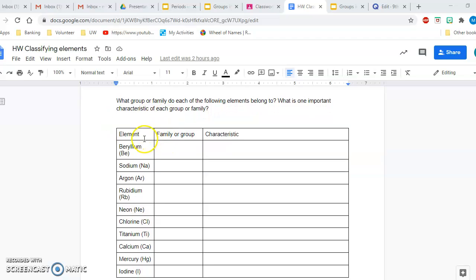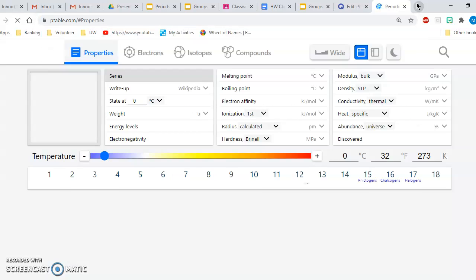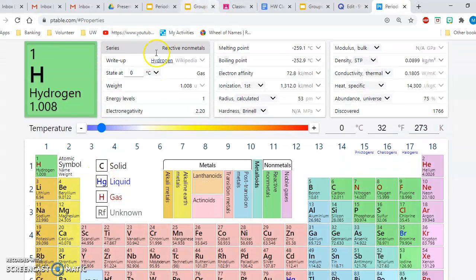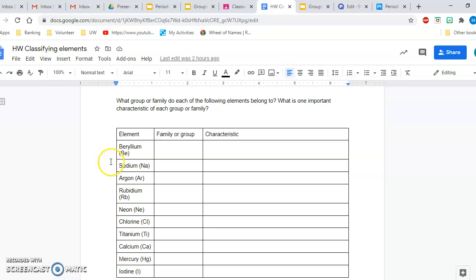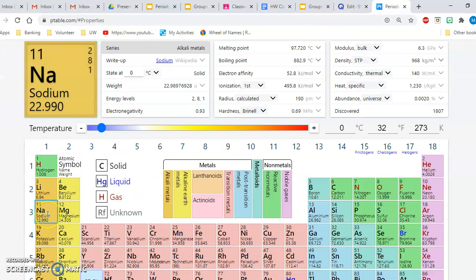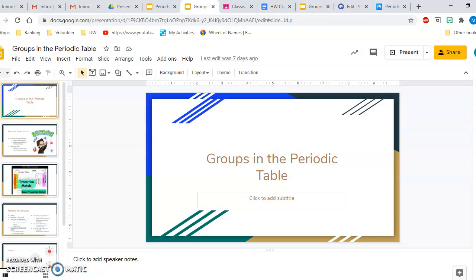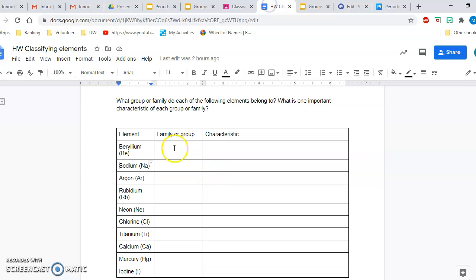The idea is that we would find each one of these elements on the periodic table. So let me pull up a periodic table. For example, we might find that sodium on our periodic table is Na, which is number 11 right here. And then my question for you is to find the family or group it's in and the characteristic.